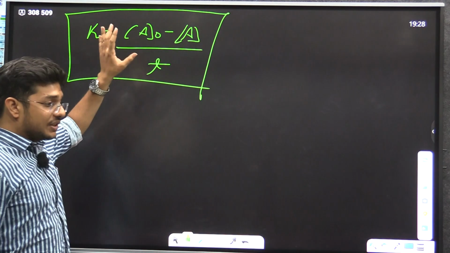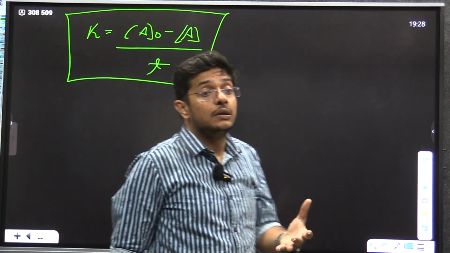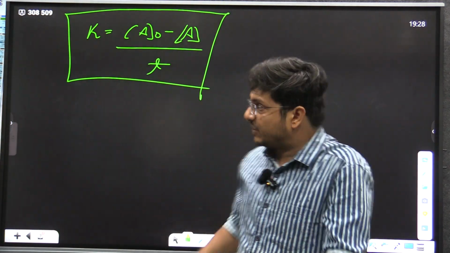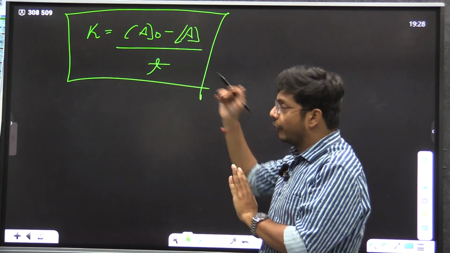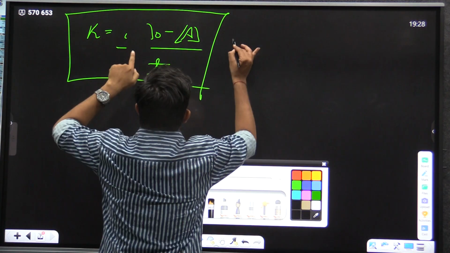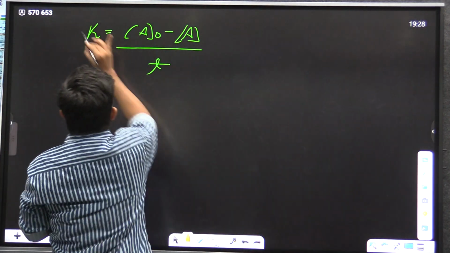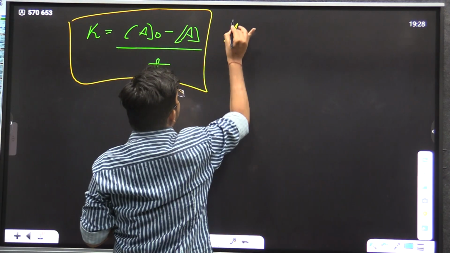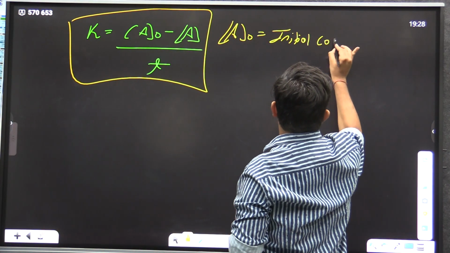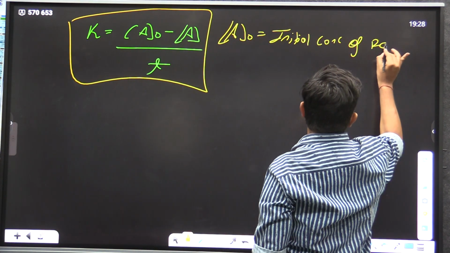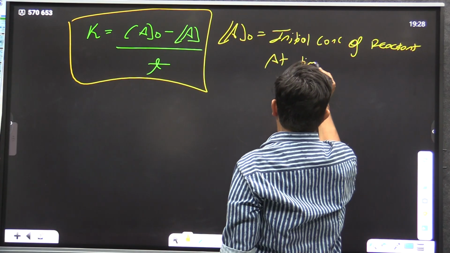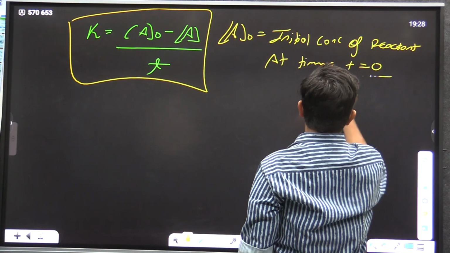Remember, my dear, this value may change if the stoichiometry of the reaction changes. I will explain that later. First of all, what is A naught over here? What is A naught? A naught is nothing but the initial concentration of a reactant at time t equal to 0.